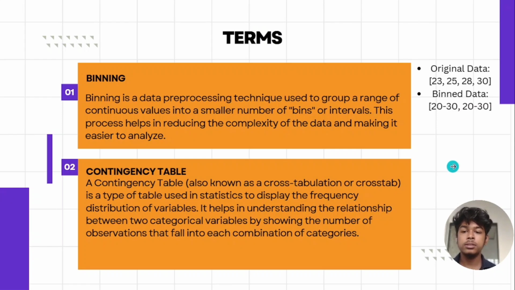Now what is a contingency table? A contingency table, also known as a cross tabulation table, is a type of table used for statistical purposes by which we can get the frequency of variables to better visualize the data, and it shows us the number of observations that fall into each combination of those categories. We will be further understanding these topics one by one with the following code.